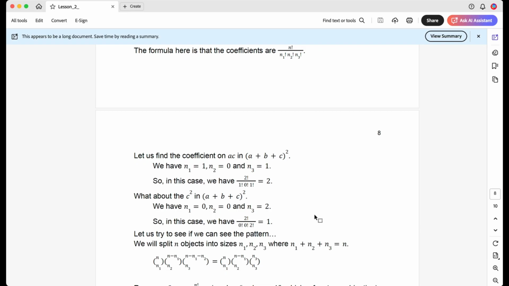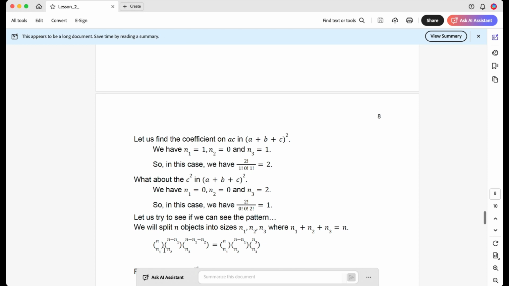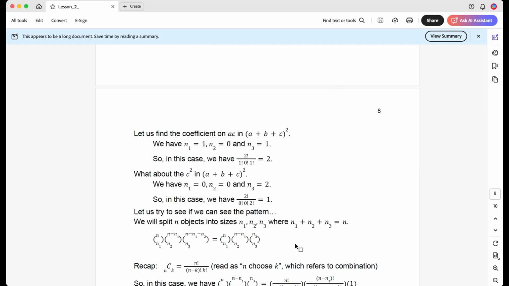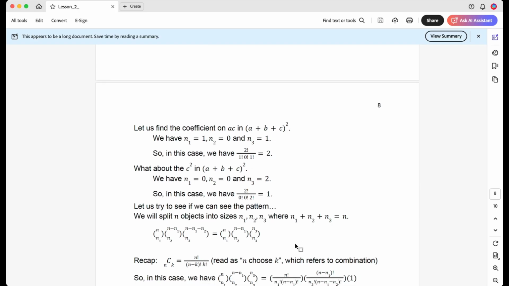So if we were trying to split up n objects into sizes n1, n2, n3, the total adds up to n. We can think of it as selecting n1 from the original, n2 from the leftover, and then n3 from the leftover portion that remains. But the amount that remains is just n3 because the total is n, so it ends up just being n3 choose n3.